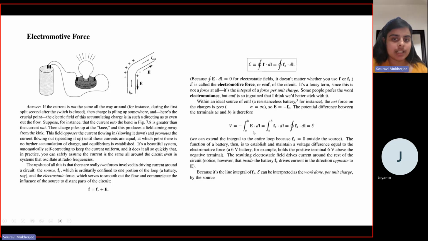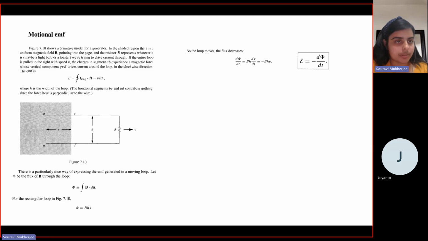So EMF is given as minus E dot dl from some point A to B, or it can be written as Fs dot dl from A to B, a closed integral over the entire loop, where Fs is your force that comes from your source. So this is actually work done per unit charge by the source. Why we are talking about this will be clear in the coming slides. But for now, we got to know the definition of EMF. Now let us talk about motional EMF.